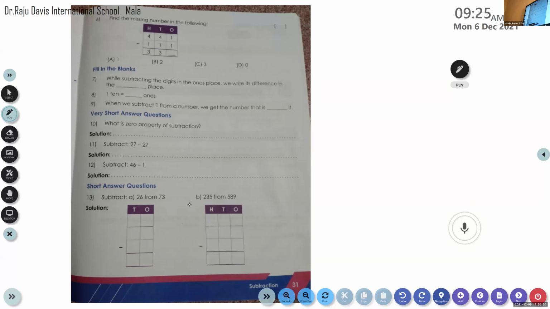Find the missing number in the following. There is a 3-digit number, isn't it? Both the numbers are 3-digit numbers. So we have to subtract 441 minus 111. So in the ones place only the number is missing. Tens and hundreds, the answer is there. 0. Yes, very good. 1 minus 1 is 0. And the option D.